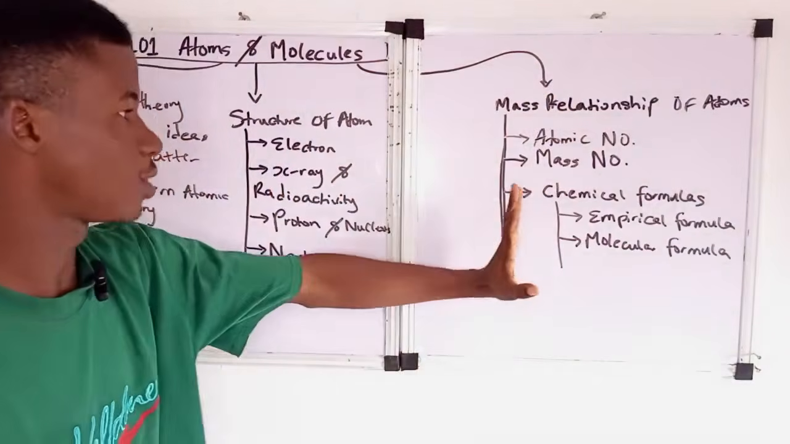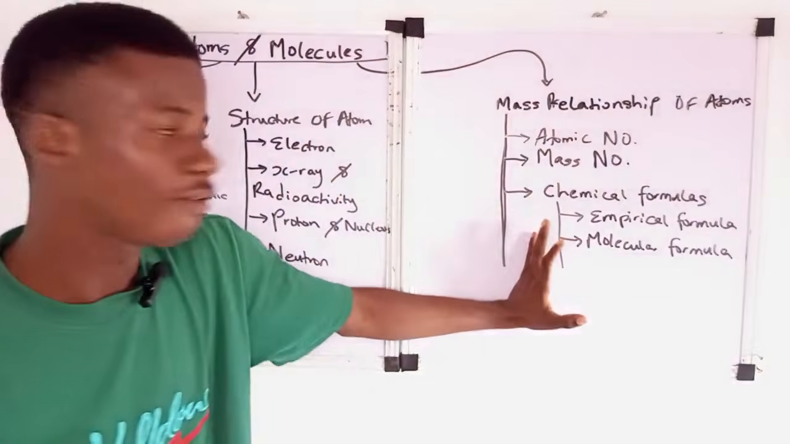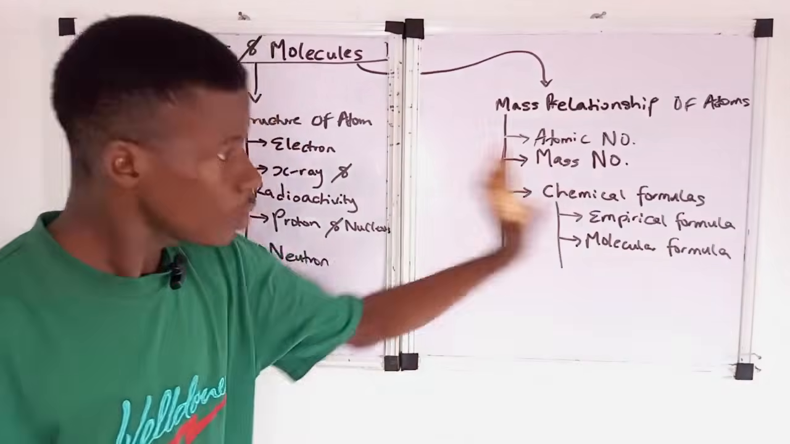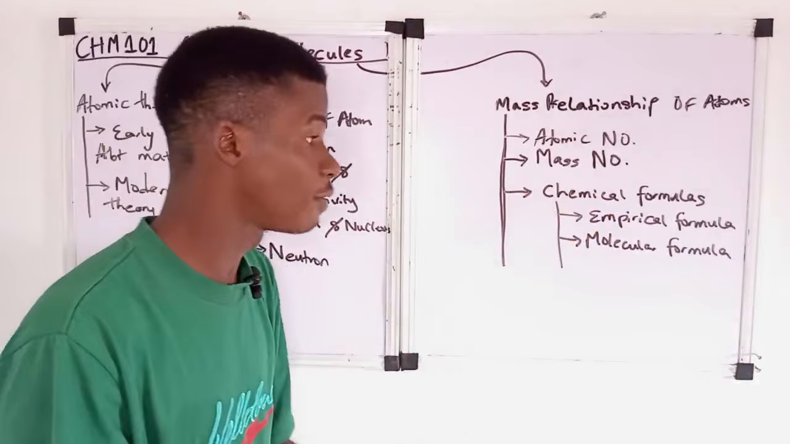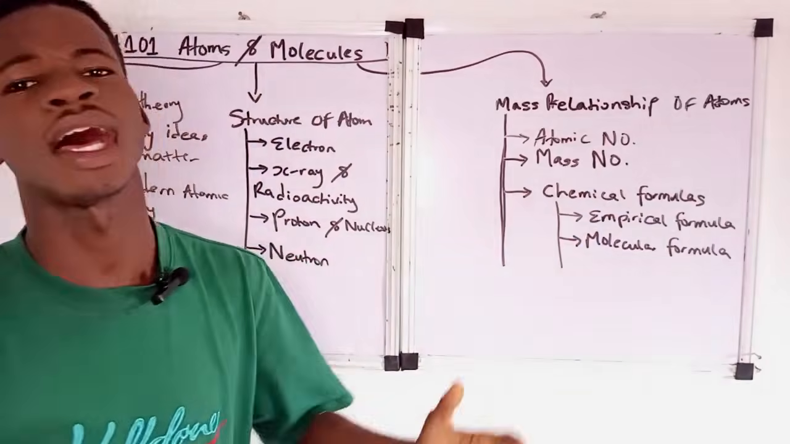The most important aspect is the chemical formula. In this part, we do calculations on the empirical formula as well as on the molecular formula.